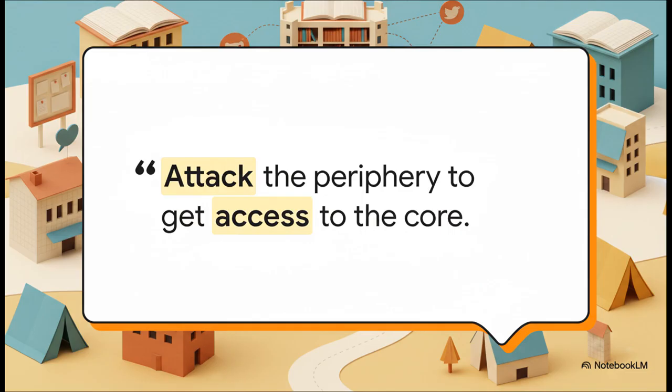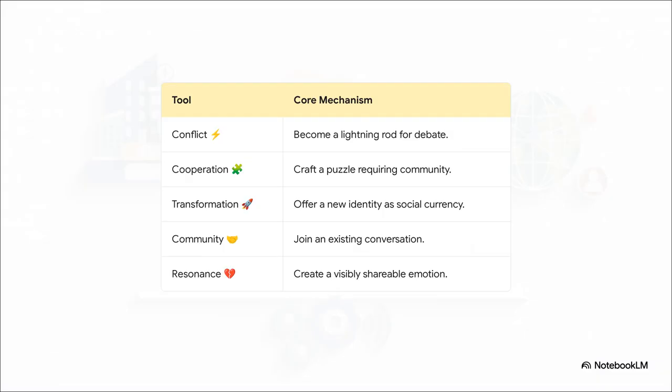You don't aim for the mainstream right away. Instead, you find a small, passionate group on the edges, the periphery. You get them excited, and their energy is what eventually pulls in the core audience. And to activate that group, you've got 5 main tools in your toolbox.